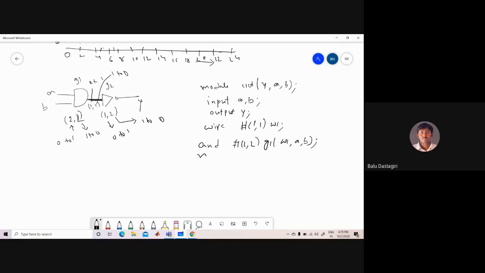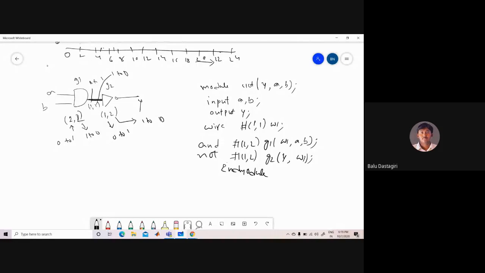Similarly, take a NOT gate. NOT #(1, 2), the delays associated with this gate, and G2 is the label name. The output of this NOT gate is Y and the input is W1. Next, end module. This is how you can write the program.